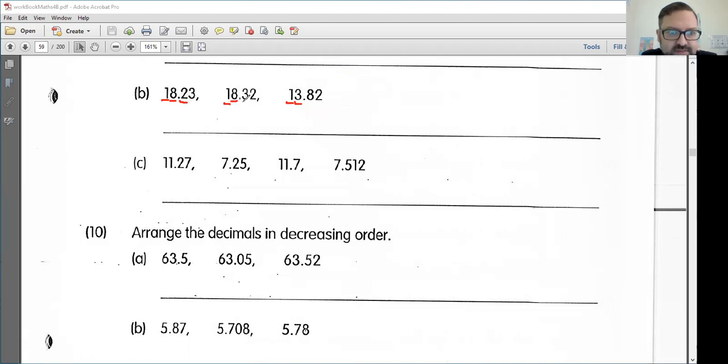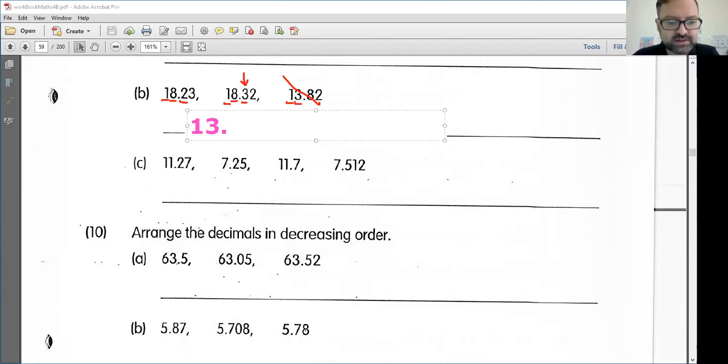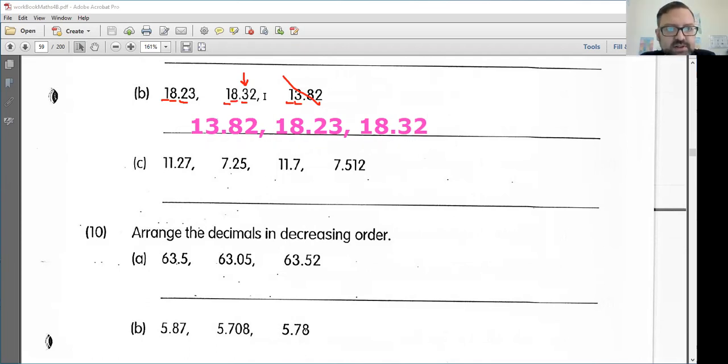Next, I have 2 tenths and 3 tenths. I'm not even dealing with this number anymore. Doesn't matter that it has 8 tenths because we know 13.82 is the smallest. So 18.23 is smaller than 18.32 because here I have 3 tenths and in my other number, I only have 2. So in increasing order from smallest to greatest, we have 13.82, comma, then 18.23, comma, and our greatest number is 18.32. All right, let's keep going.